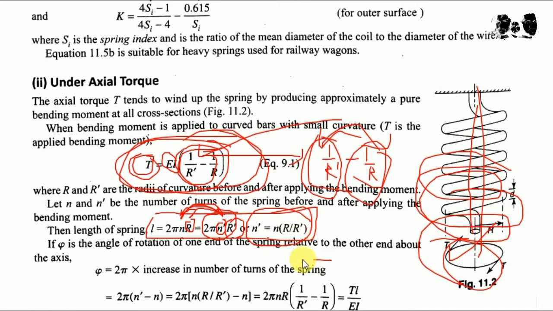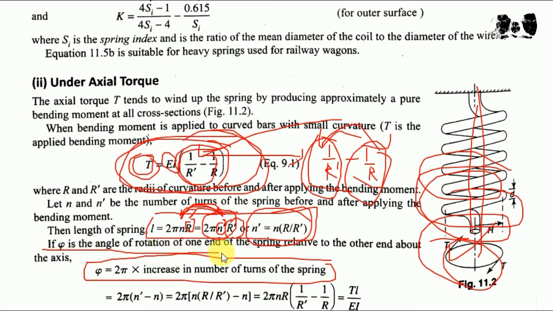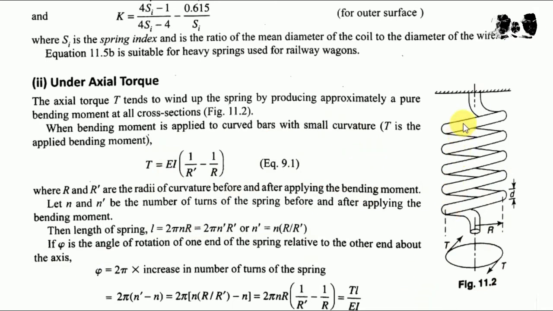Now what? The next part is, if phi is the angle of rotation of one end of the spring relative to the other end about the axis. What does this mean? It simply means one end is fixed here and the other end is going to be rotated due to torque T. So if we assume there is a twist of angle phi, then how can we find the value of phi, the twist generated due to torque T?